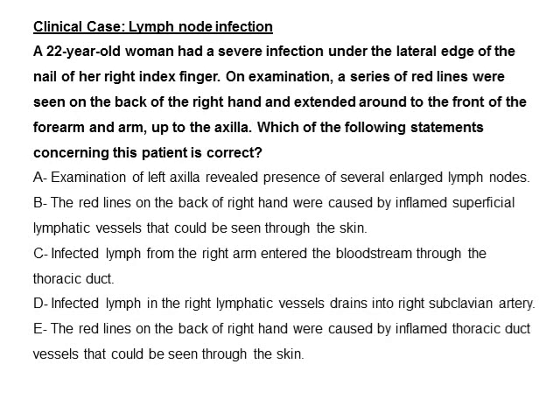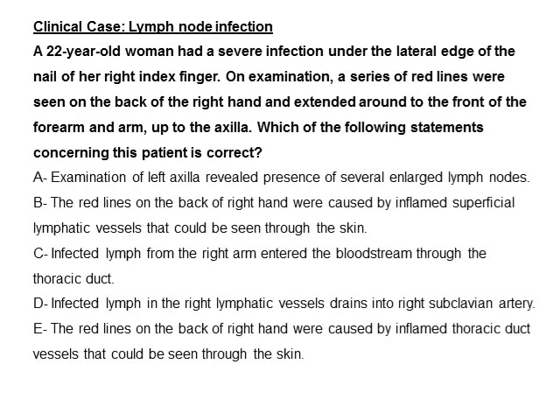The second choice: the red lines on the back of the right hand were caused by inflamed superficial lymphatic vessels that could be seen through the skin. Yes, that's correct. Because we have infection in the right index affecting the back of the right hand, when you see this series of red lines, these red lines are caused by inflamed superficial lymphatic vessels, and that could be seen through the skin. Yeah, that's true. Let's see the other choices whether they are correct or not.